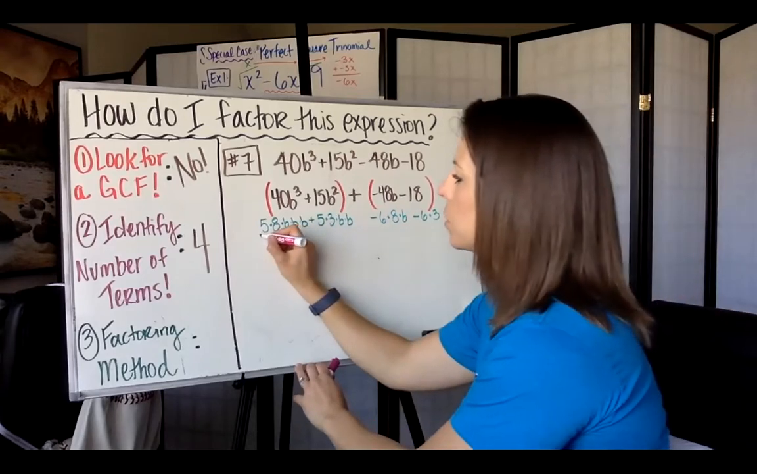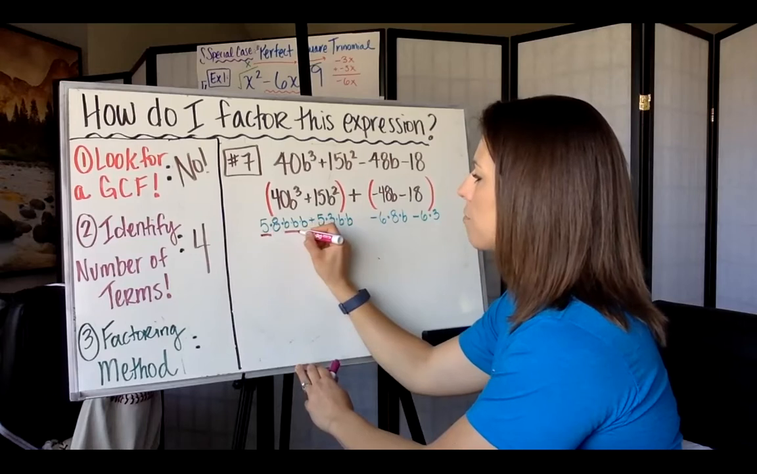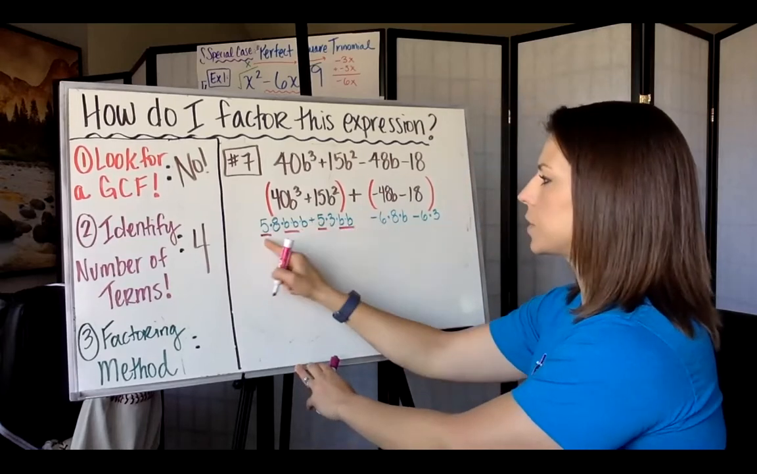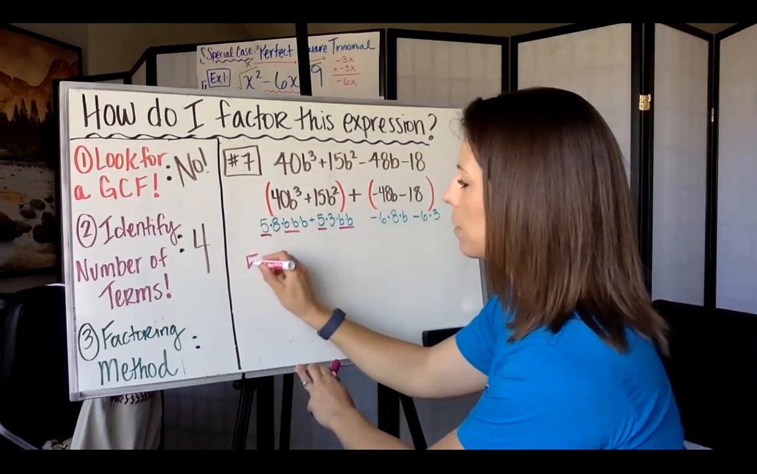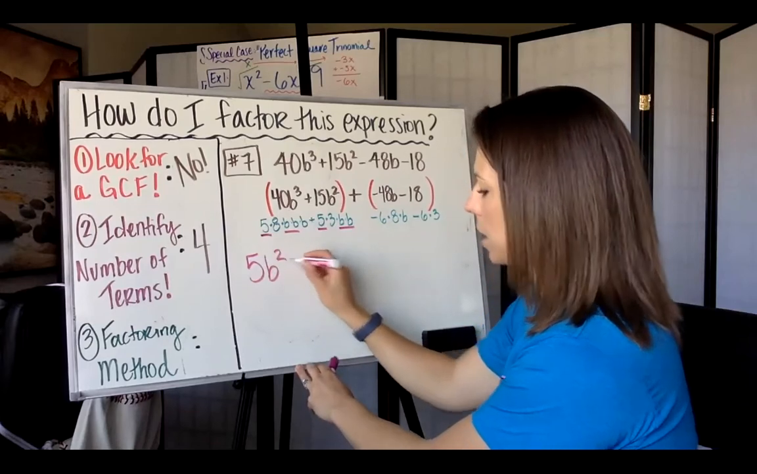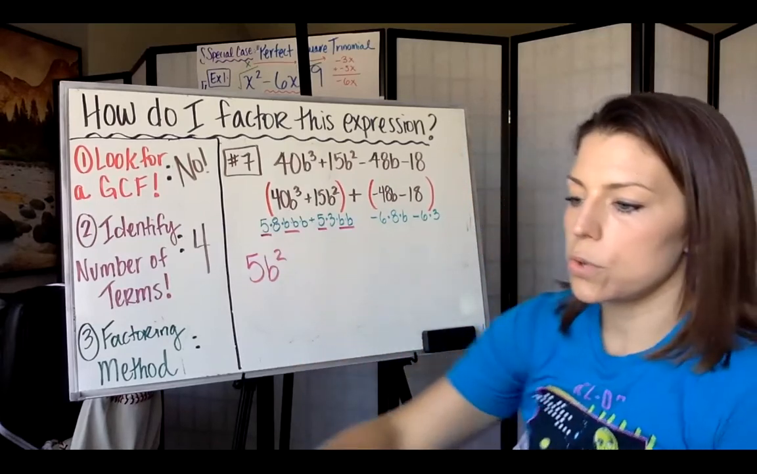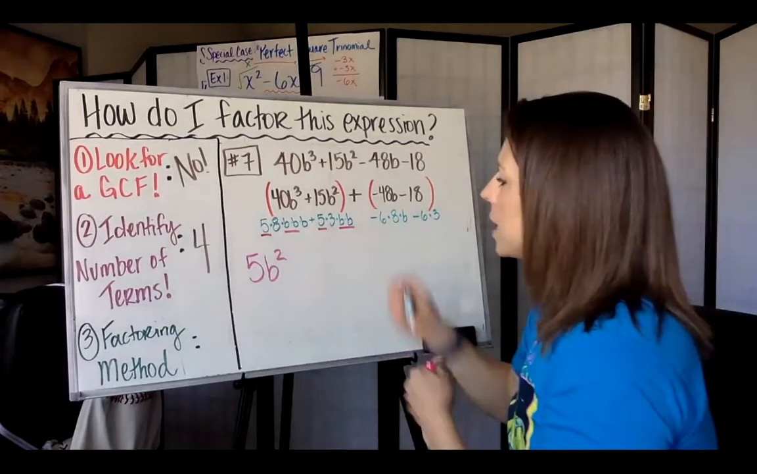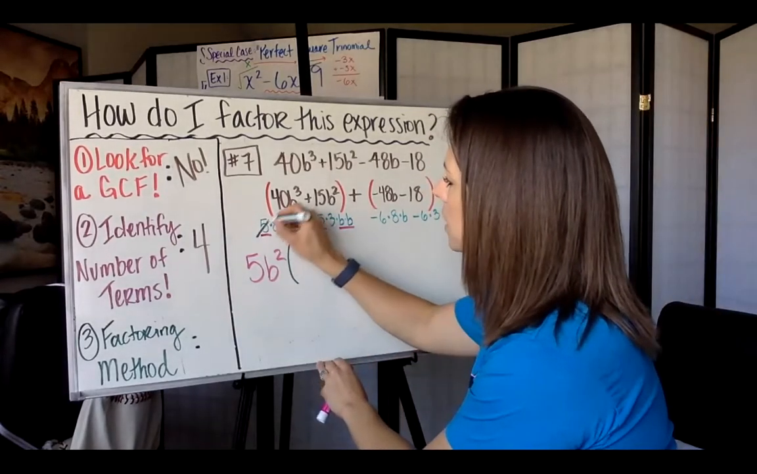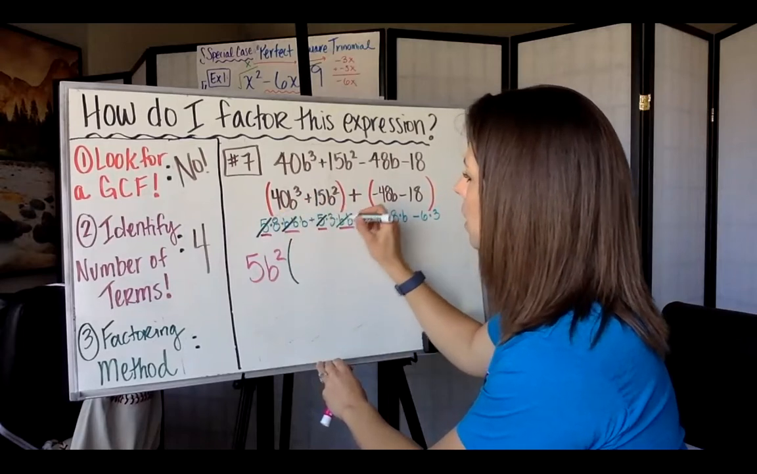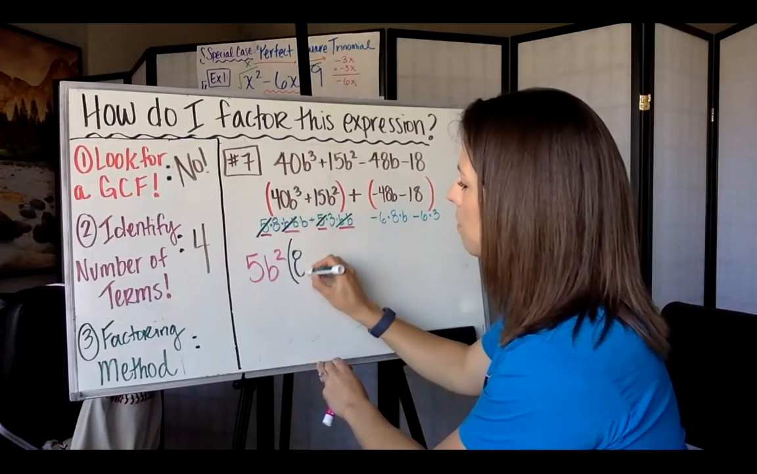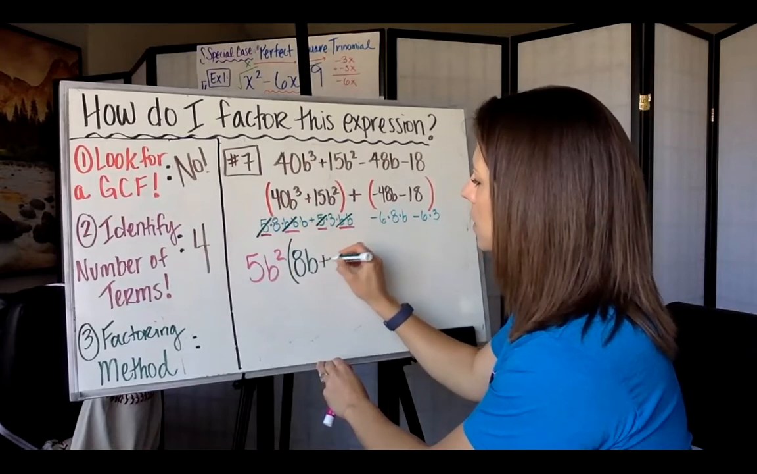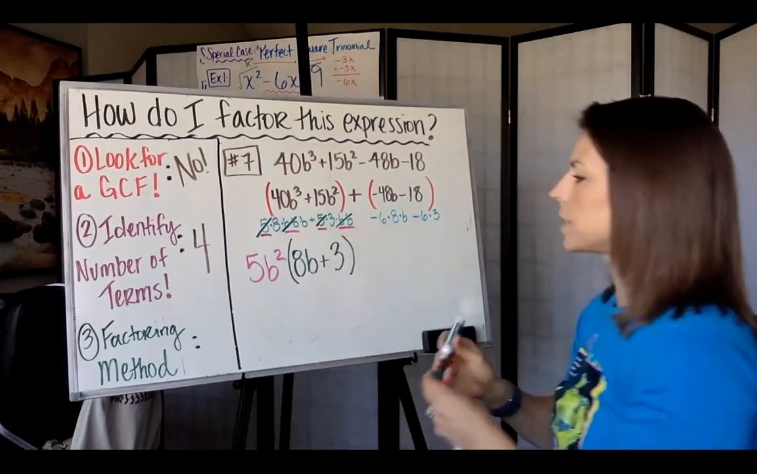So in the first one, we knew at least 5, but they also have b times b in common. They have a b squared in common. So in the first one, we're going to factor out 5b squared. When we do that, what does it leave us with? Let's see. If I take out the 5b squared, in the first term, I'm left with 8b plus 3, because I'm left with 3 in the second term.